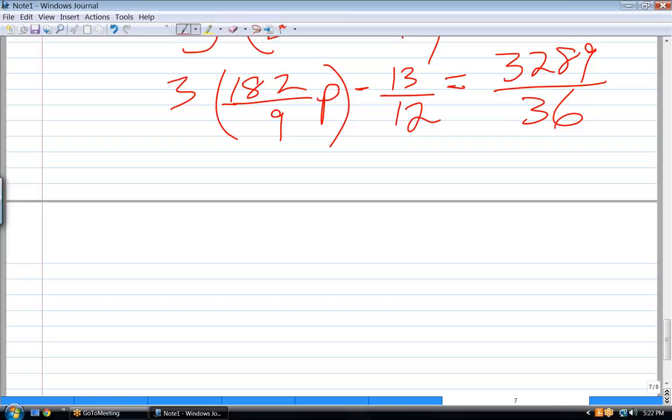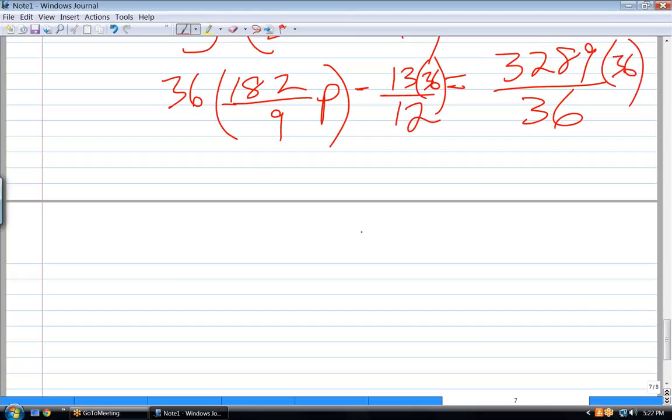I want to multiply every term by one number. Let's call it a common denominator. It will eliminate all three of these denominators at once. What is that number? That's 36, right? Exactly. So I'm going to multiply that by 36, that by 36, and this by 36.